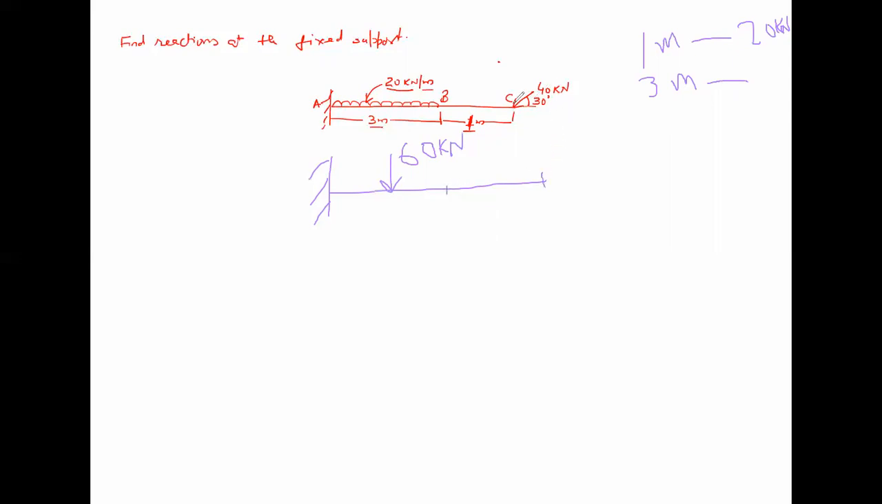At point C, you are getting a 40 kilonewton force acting at a 30 degree angle. So you can take components. Its horizontal component will be how much? It will be 40 cos 30. Okay, and the vertical component is 40 sine 30. Good. So in this way you can take components.